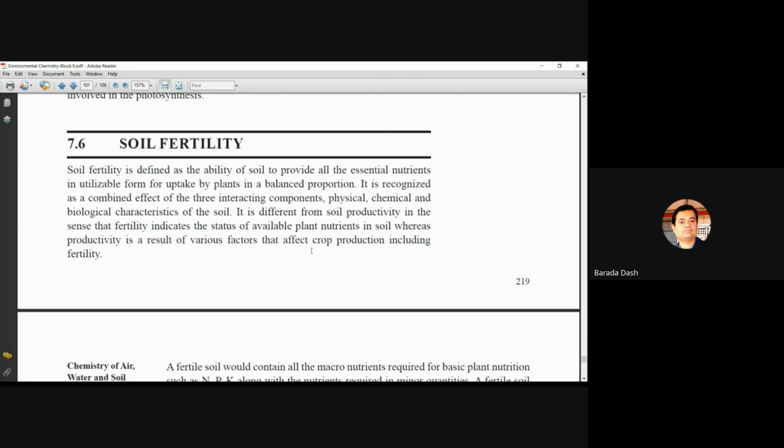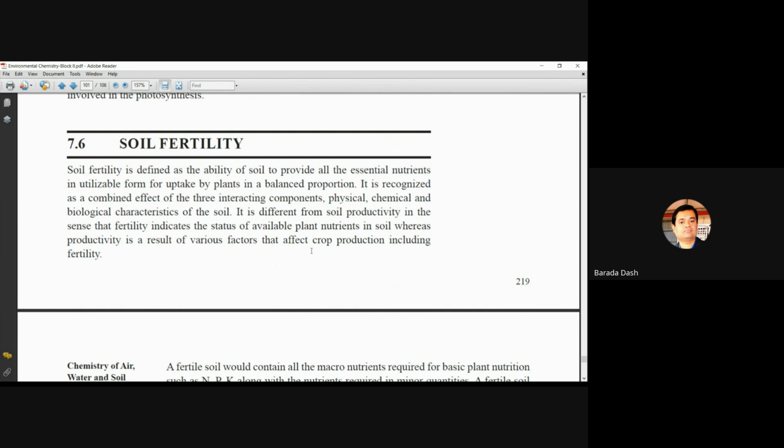It is different from soil productivity in the sense that fertility indicates the status of available plant nutrients in soil, whereas productivity is a result of various factors that affect crop production, including fertility. So basically, fertility indicates that all the plant nutrients are available in the soil, whereas productivity is a result of various factors.